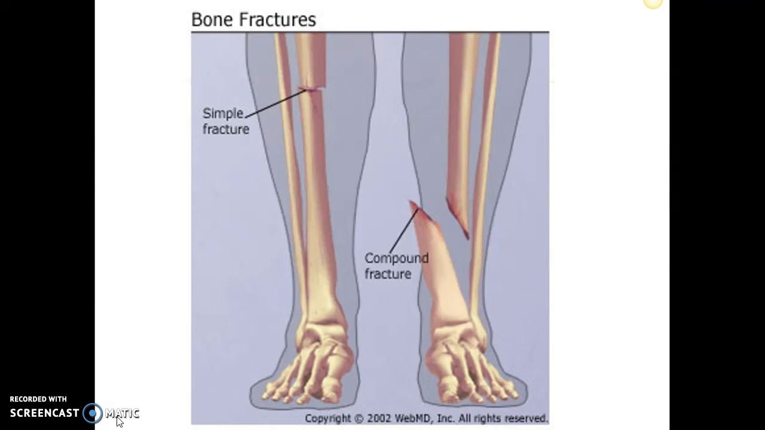Bone fractures. Types of bone fractures. We've got simple fractures, which are breaks. Okay, a fracture is a break, yes. He fractured his bone. Oh, good, I'm glad he didn't break it. No, he broke it. He fractured as a break. So simple does not go outside the skin.